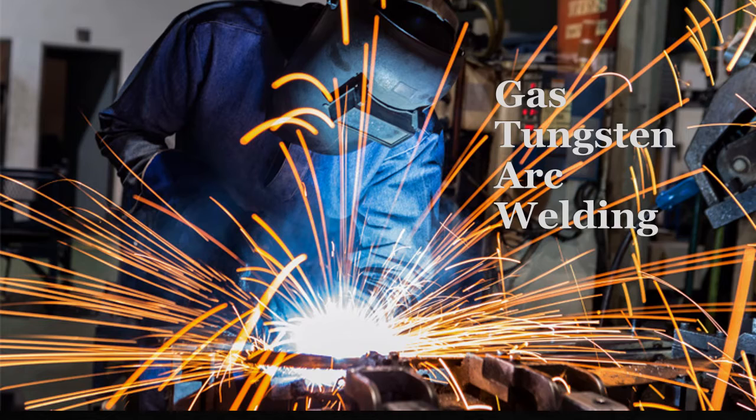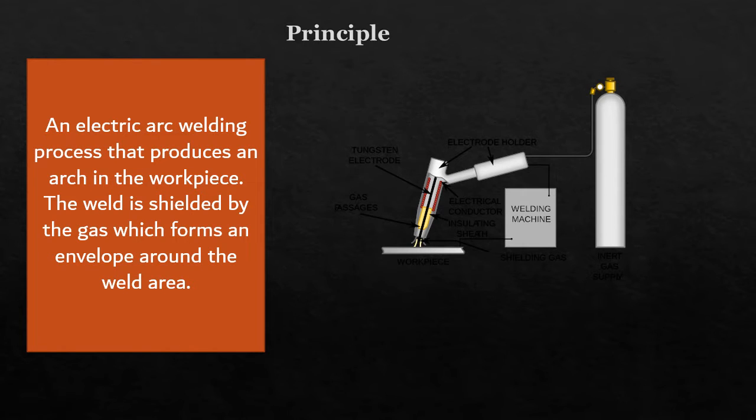Now, we are moving to the next process, named gas tungsten-arc welding. The definition of this welding is an electric arc welding process that produces an arc in the workpiece. The weld is shielded by gas which forms an envelope around the weld area. The equipment used in this process is a welding machine or power supply, electrode holder, tungsten electrode, and the shield gas supply and control. Usually there are additional controls such as current control, etc. The essential part is making an arc in the workpiece with the shielding gases.